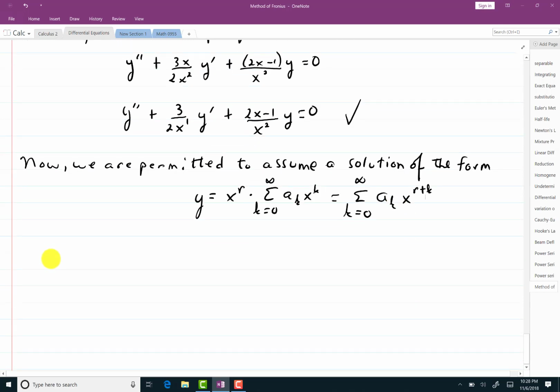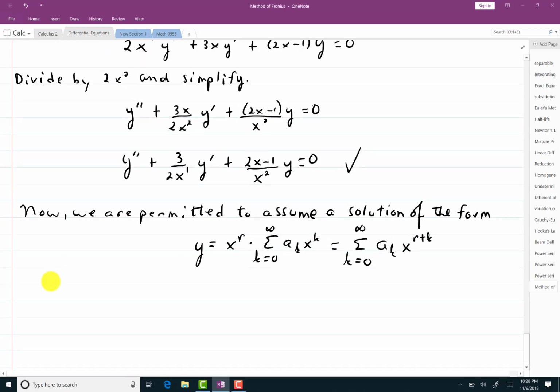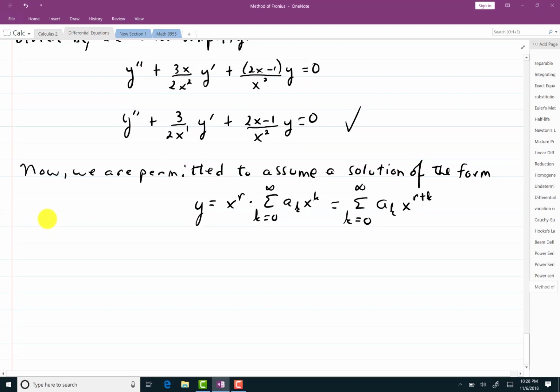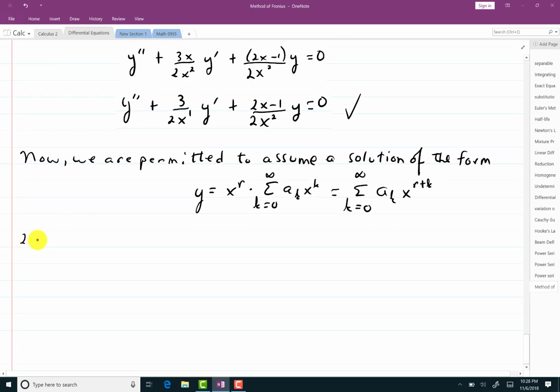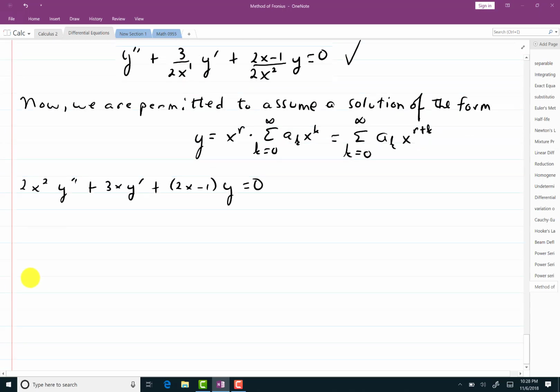So anyways, let's go ahead and throw it into our equation. I'll write our equation here: 2x squared y double prime plus 3xy prime plus 2x minus 1 times y equals 0. Let me go ahead and throw everything in then. This is the expression that we'll use for y, so that'll be the thing that I take derivatives of.